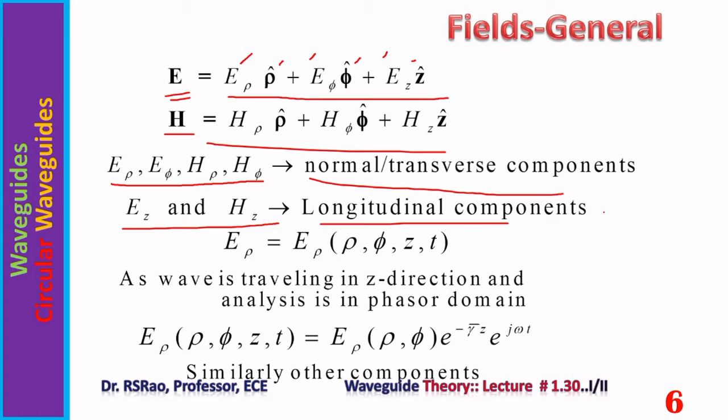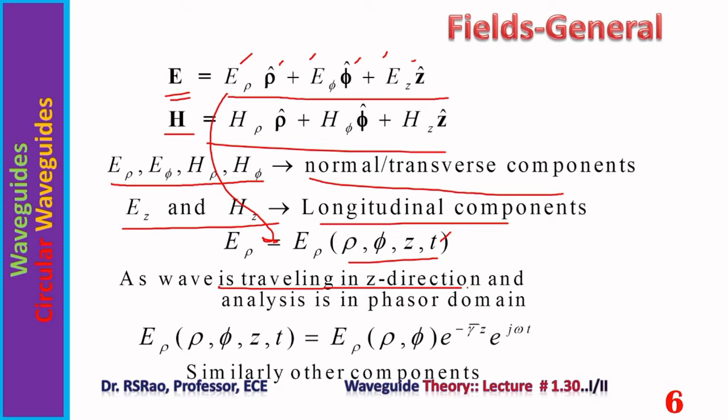The wave is traveling in the positive z direction. Naturally, E z, H z are parallel to the direction of propagation, and rho, phi are normal to z. Therefore, E rho, E phi, H rho, H phi are normal or transverse components. In general, consider one component, E rho. E rho is a function of, in general, 3 space components and one time.